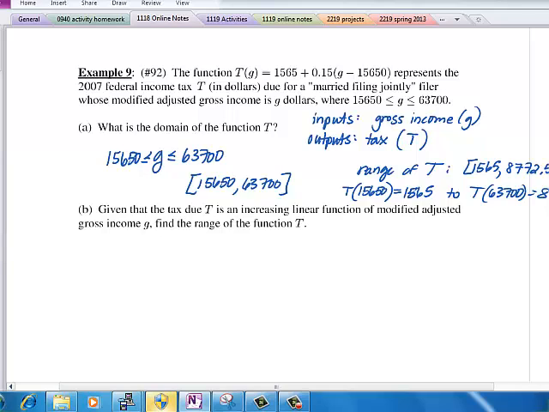So given that the tax due is an increasing linear function of modified adjusted gross income, find the range of the function t. Well, we just did that. The idea is it's increasing and linear. So at one endpoint, we're going to have the low value for the range. At the other endpoint, we're going to have the high value for the range. So we'll rewrite it, but we already did that step.